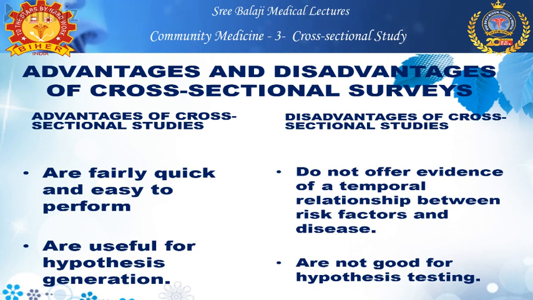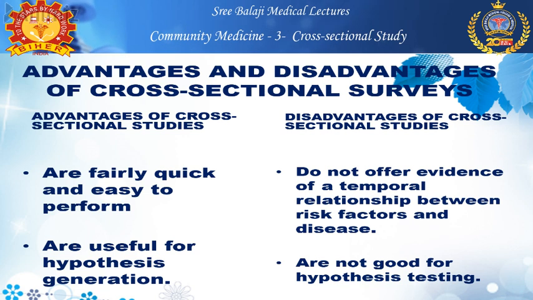What are the various disadvantages of cross-sectional studies? Number 1, in a cross-sectional study, we simultaneously study both the exposure and outcome. So we cannot establish a temporal relationship between the risk factor and disease. Therefore, we cannot very clearly tell that so and so risk factor has caused so and so disease. That is a disadvantage. Second, of course, it is not used for hypothesis testing, it is used for hypothesis generation.